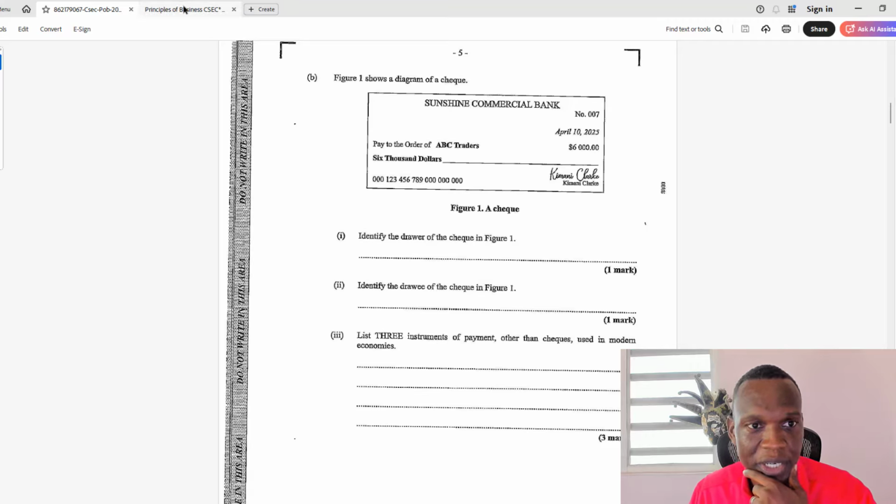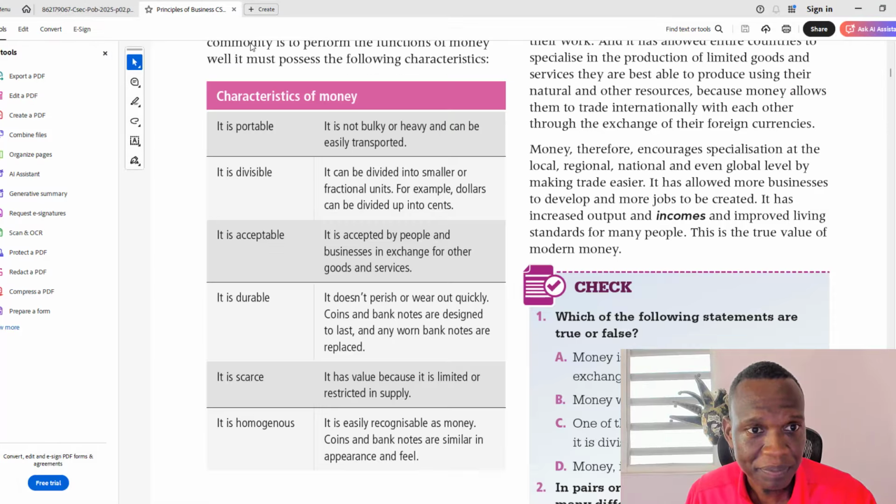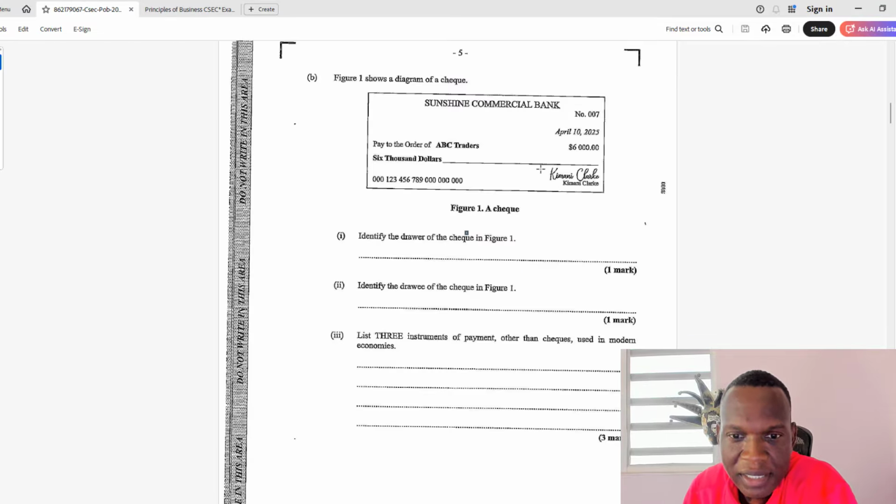So let's look at our check right here. I know a lot of people don't really use checks anymore, but you still must understand what they are, because sometimes businesses still use those things. So if you're looking at this check, we can say that the drawer is the person who is writing the check.